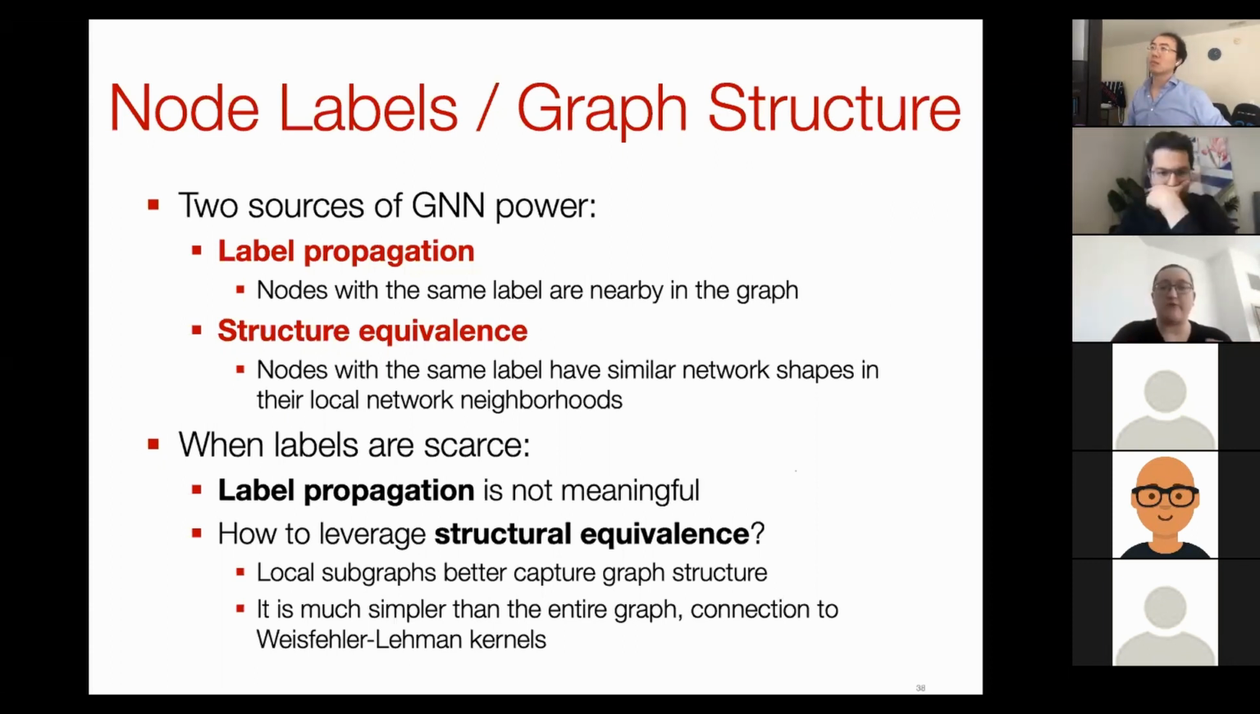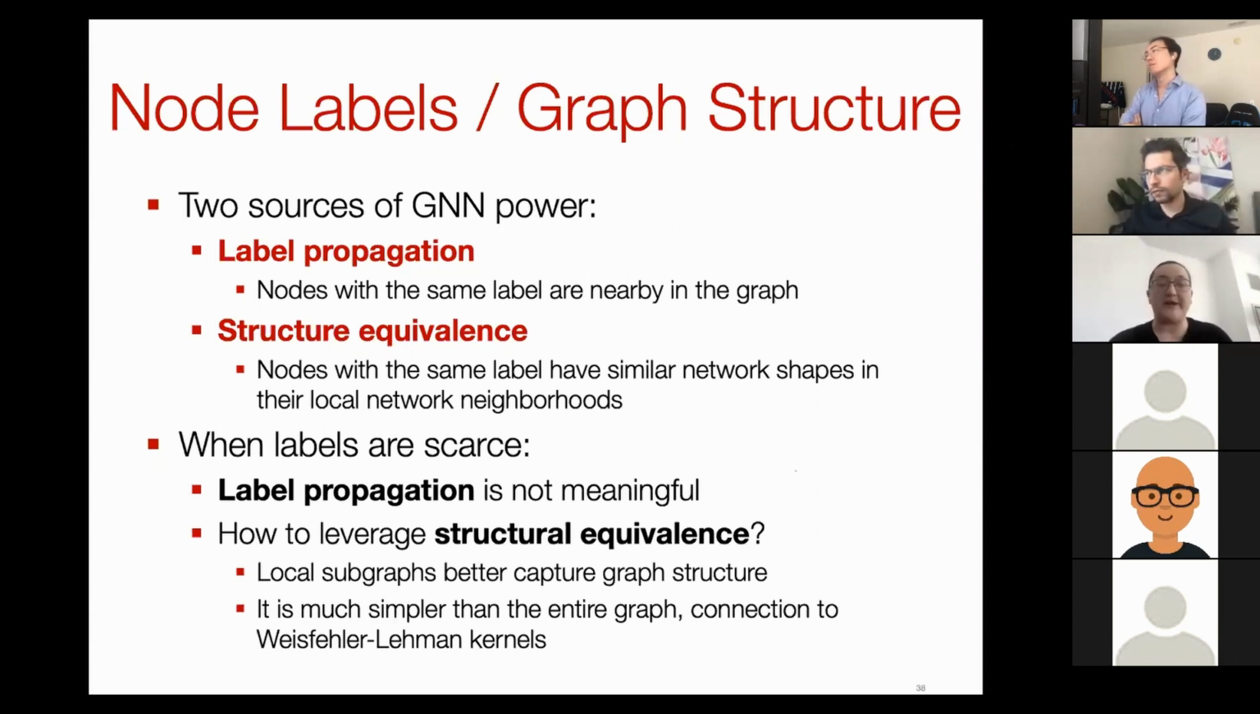The second source of prediction power is structural equivalence, which is that nodes with similar labels and similar properties in the graph have similar network motifs, similar network shapes occurring in their local neighborhoods. A key insight is that when label data are scarce, we really cannot rely on propagating labels because we don't have many labels. So label propagation is not meaningful. It's highly unreliable and uncertain.